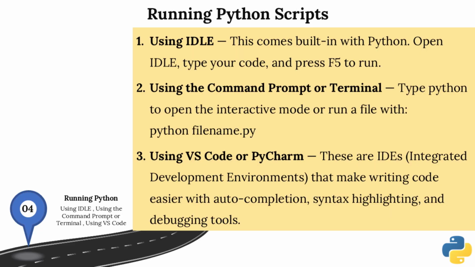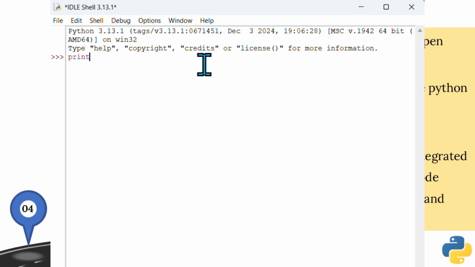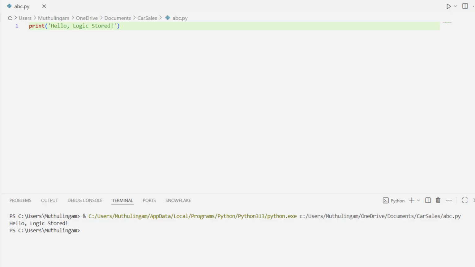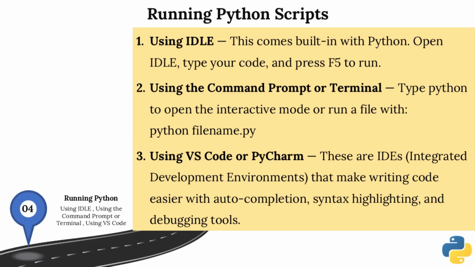Running Python scripts. There are many ways to run Python code. Using IDLE, this comes built in with Python. Open IDLE, type your code and press F5 to run. The second one is using the command prompt or terminal. Type python to open the interactive mode, or run a file with python filename.py. Using VS Code or PyCharm: these are integrated development environments that make writing code easier with auto-completion, syntax highlighting, and debugging tools. The pro tip is beginners can start with IDLE or VS Code. Both are easy and beginner-friendly.